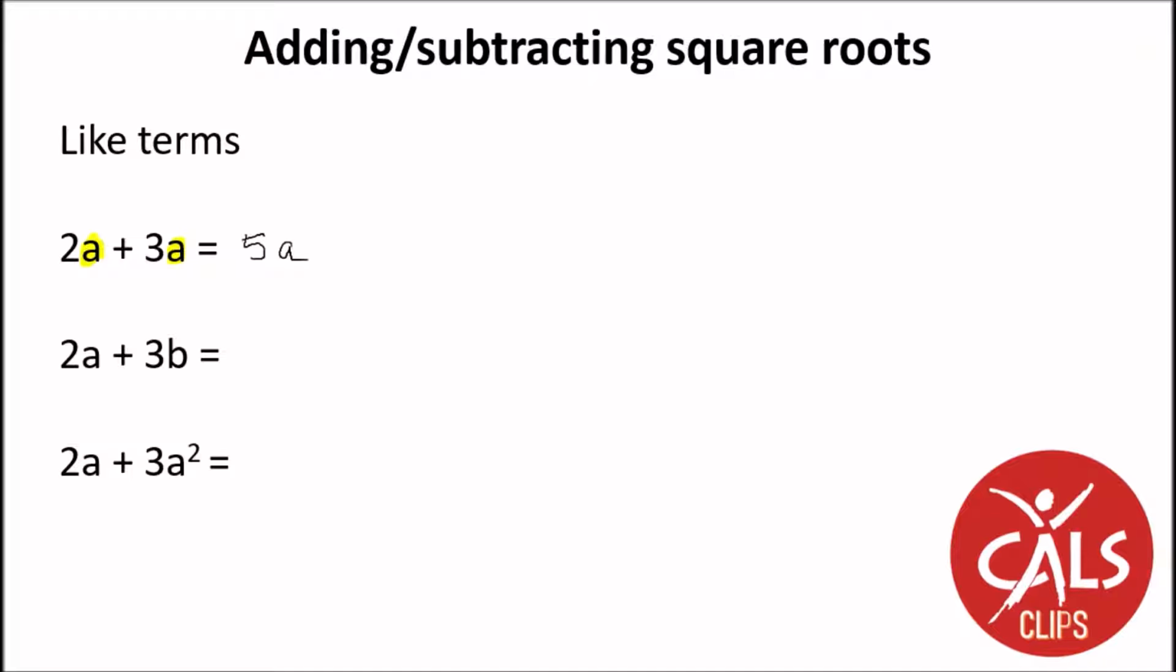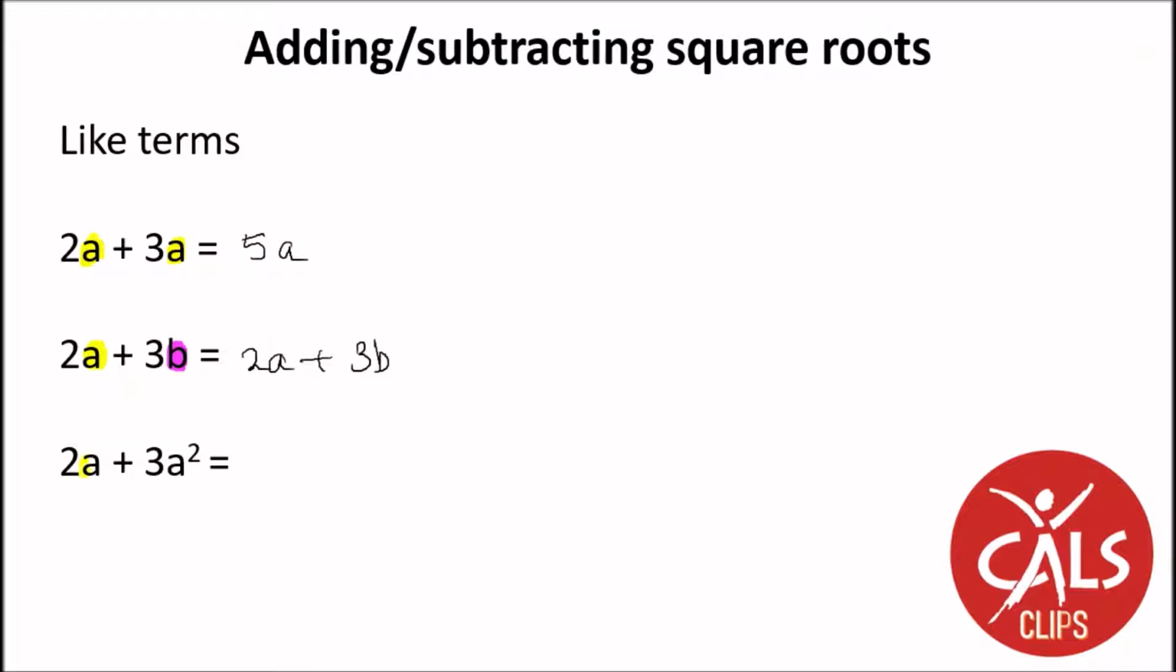If we take a look at this calculation, we can see an a, but then we see a b, and b and a are not the same. They are not like terms, so therefore you cannot add them, and they will just remain the same, 2a plus 3b.